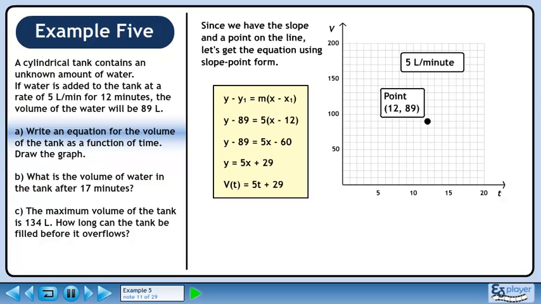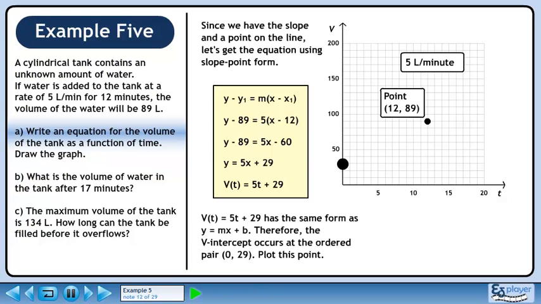We need to write this as a function. The dependent variable is the volume of water, which is on the y-axis. The independent variable is time, which is on the x-axis. The function is v of t equals 5t plus 29. v of t equals 5t plus 29 has the same form as y equals mx plus b. Therefore, the v-intercept occurs at the ordered pair (0, 29). Plot this point.